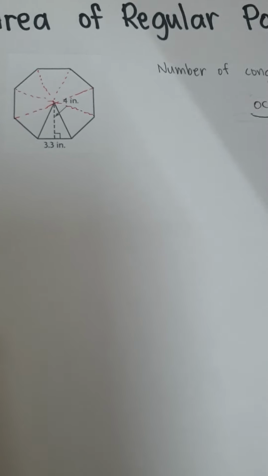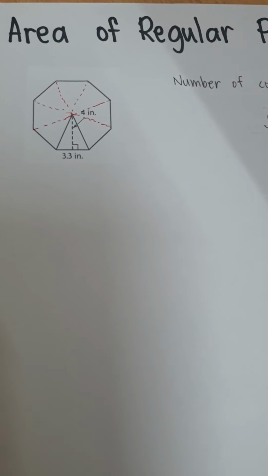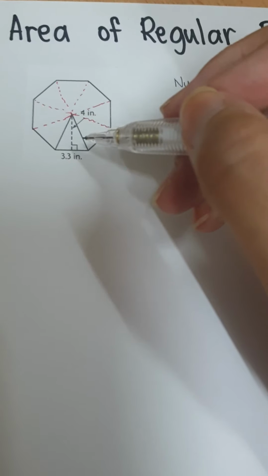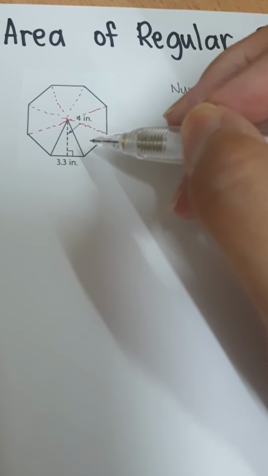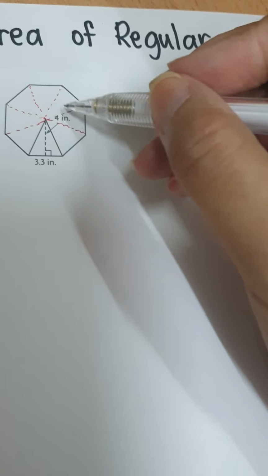Okay. Now, in finding the area of a regular polygon, it is important that you remember how to find the area of a triangle. Since, as you can see, we have made different triangles here. And again, these triangles are congruent. So that means the area of one triangle will be the same for the other triangles.